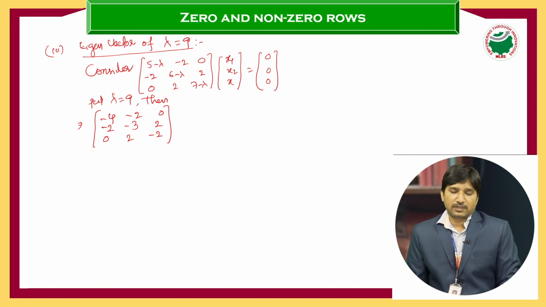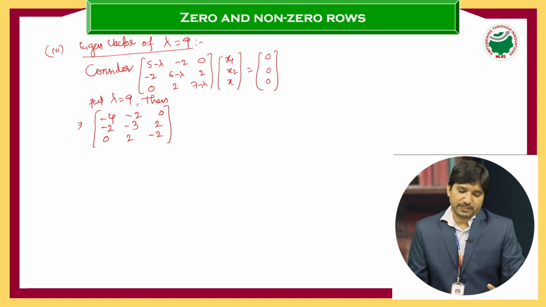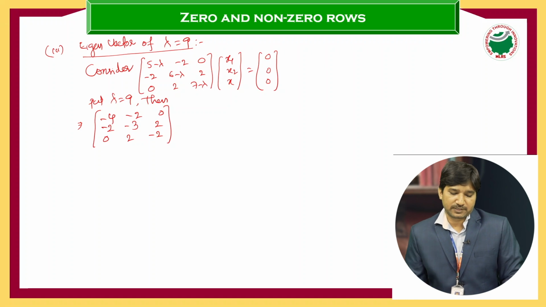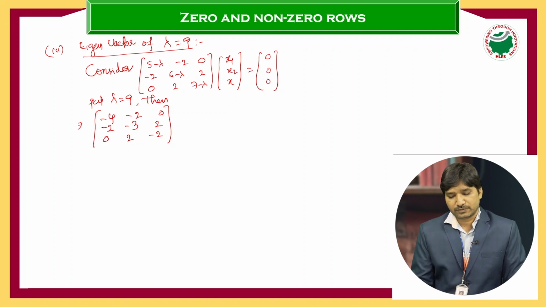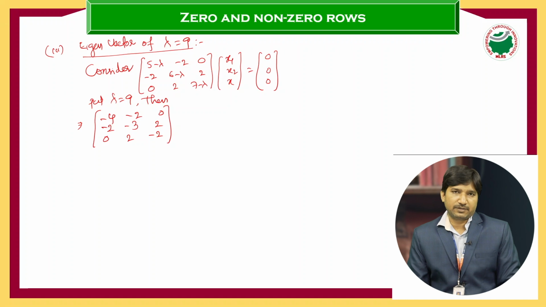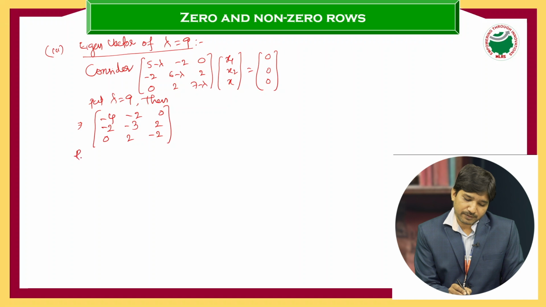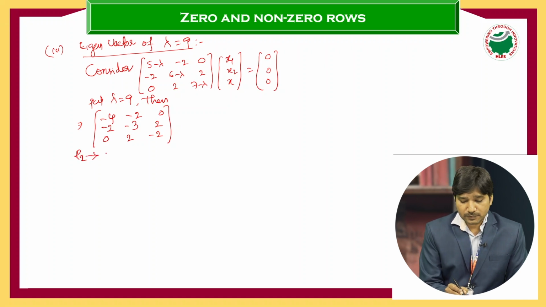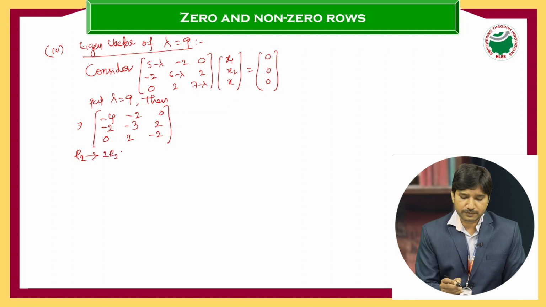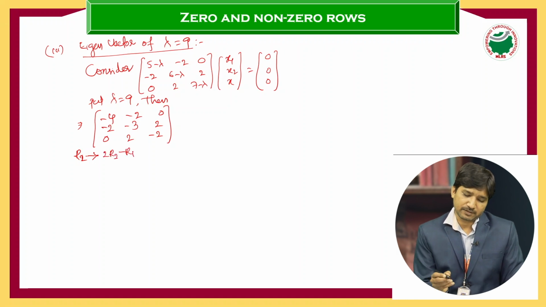To solve this system, we convert the matrix into echelon form by applying row transformations. The second row's first element is minus 2, and we make it 0. That means multiply the second row by 2 and subtract row 1. Applying the row transformation R2 implies 2 times R2 minus R1.